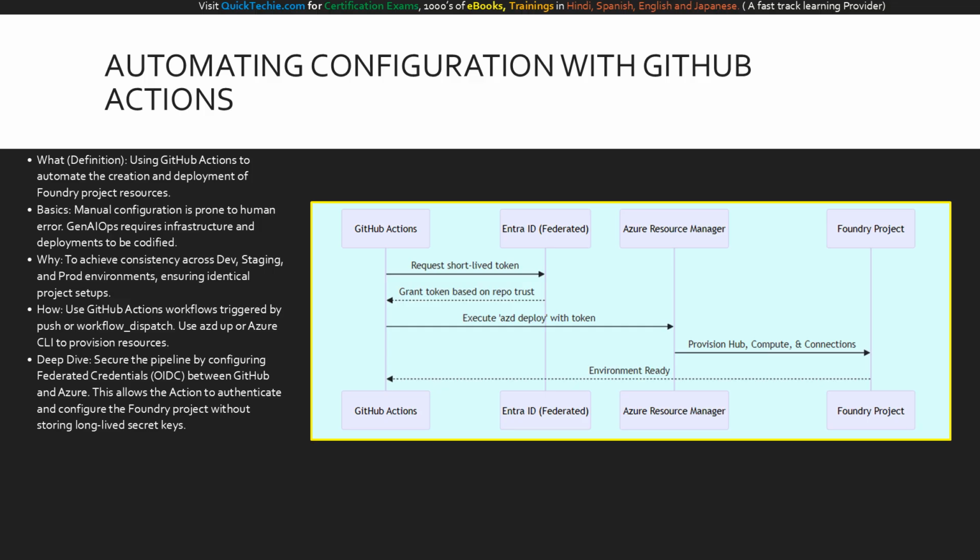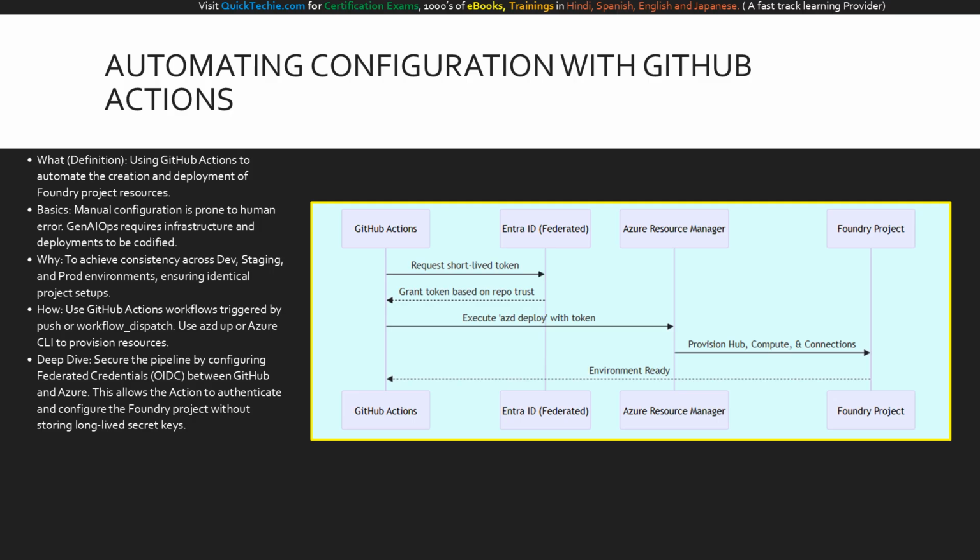For a deep dive into security, never store static passwords in GitHub. Instead, configure federated credentials or OIDC between GitHub and Azure. This allows your CI/CD pipeline to request a temporary, secure token to configure your Foundry project, achieving total automation with zero trust security. This final sequence diagram illustrates the automated, secure deployment pipeline.